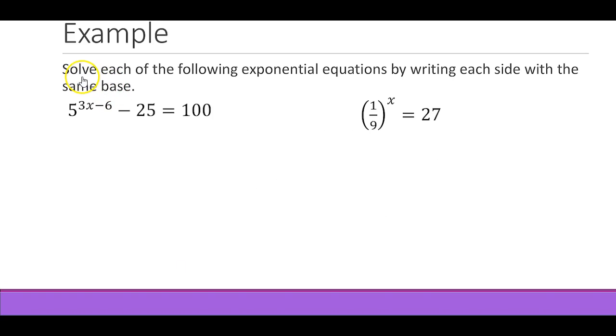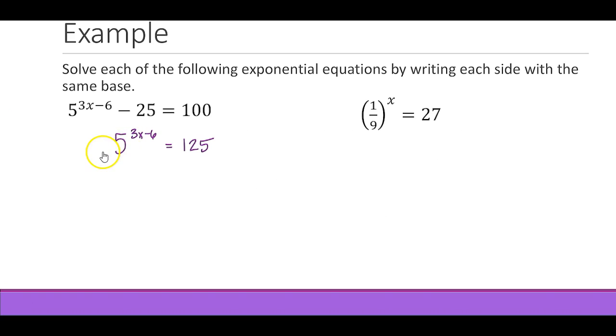In our first examples, we're going to solve each of the following exponential equations by writing each side with the same base. We'll start with 5 to the quantity 3x minus 6, minus 25 equals 100. So we have just one exponential term here, and I want to isolate that. I want to get it by itself. So I'm going to add the 25 to the other side. So I have 5 to the 3x minus 6 equals 125. And now what I want to recognize is that I can rewrite 125 so that it is 5 to a power. So I can rewrite both sides to have the same base.